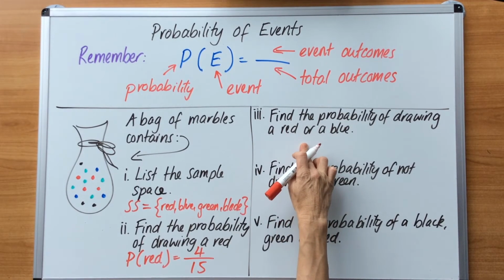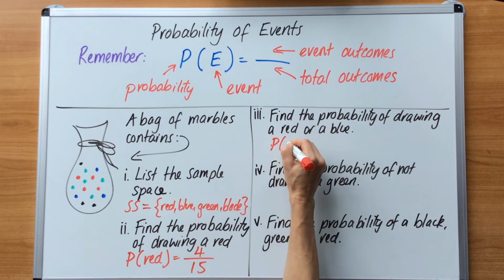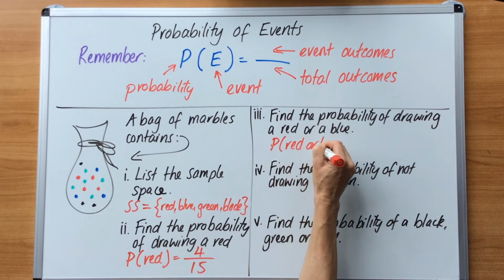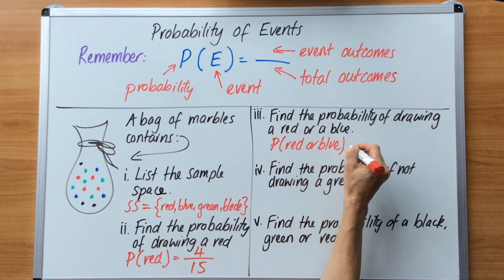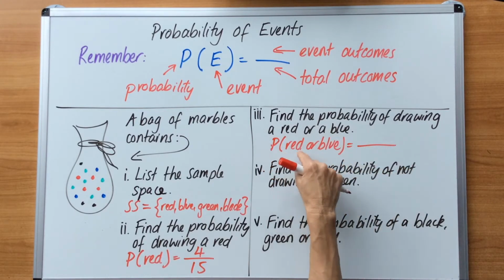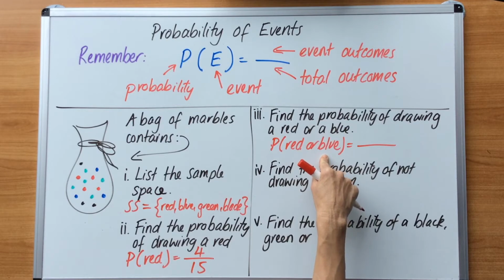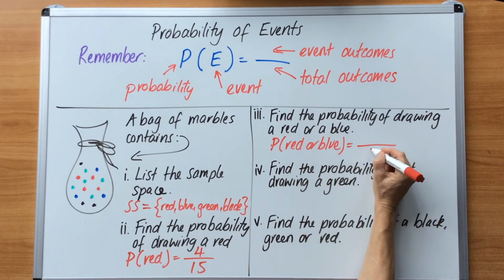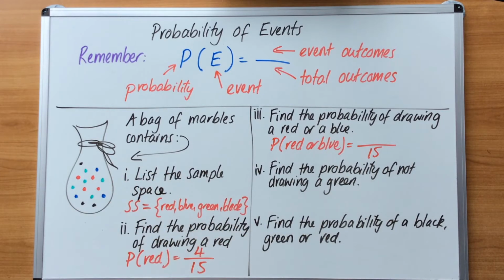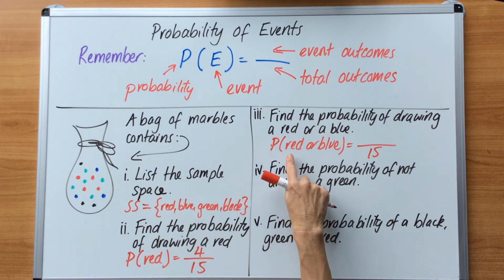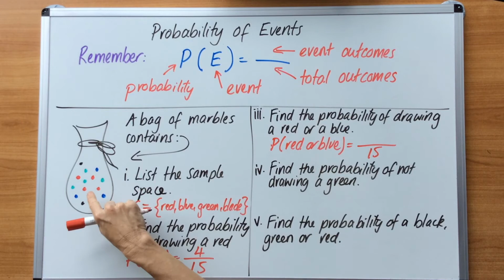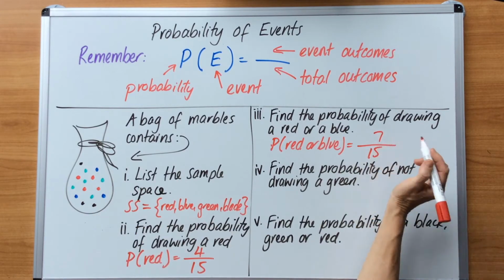This question here says find the probability of drawing a red or a blue. So P bracket red or blue, and you can actually write R or B. It doesn't matter as long as it's very clear for yourself and the teacher to see. And we know there's 15 outcomes because there's 15 marbles in there. And if I count all the red and blue, there are 7 red and blue marbles, so 7 over 15.